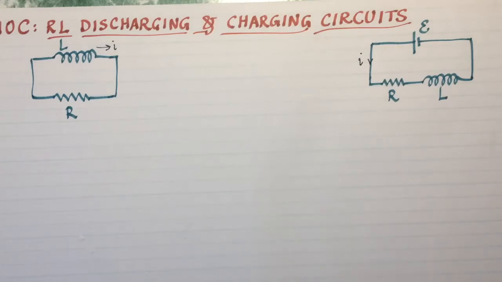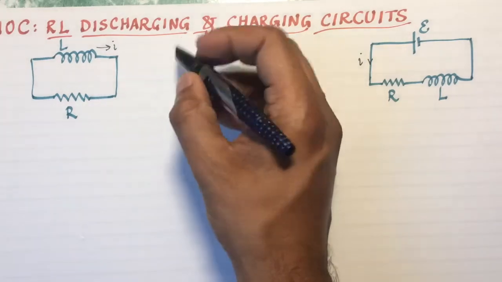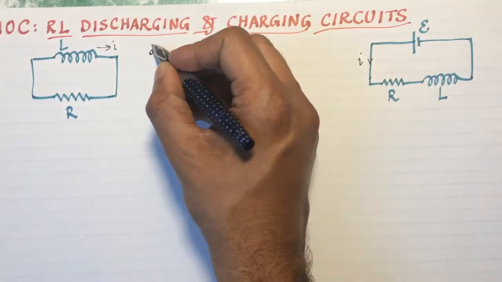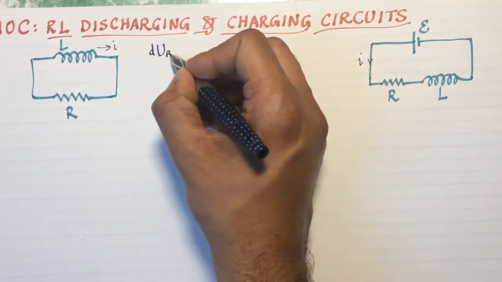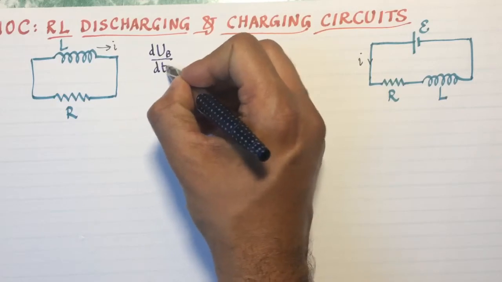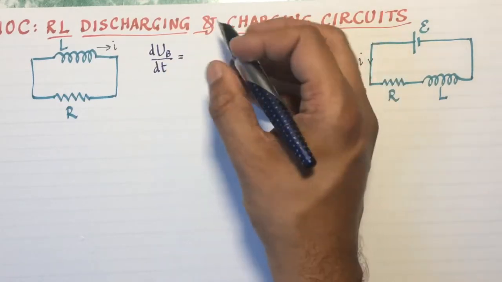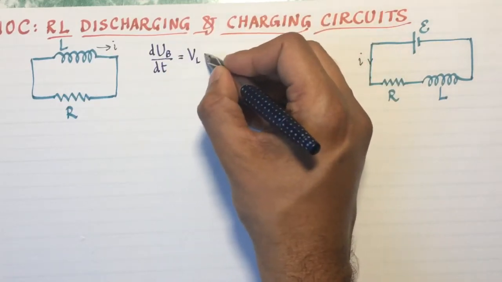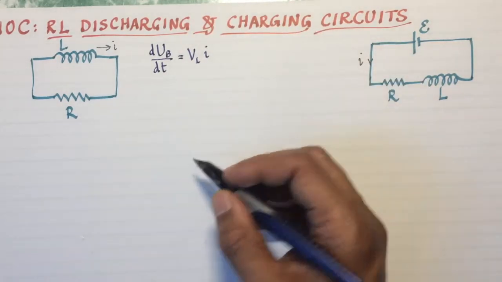Now, before we go any further, I want to look at the energy stored in an inductor. So here's how we do that. The energy stored in the inductor is magnetic energy. So the rate of change of that magnetic energy, or magnetic power if you will, is the voltage across the inductor times the current in the inductor.